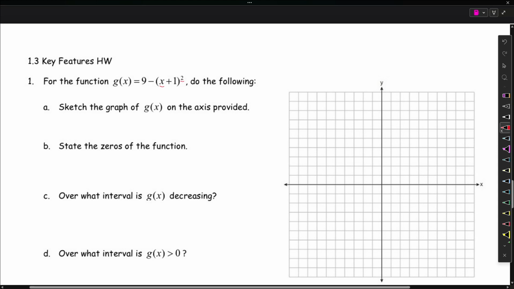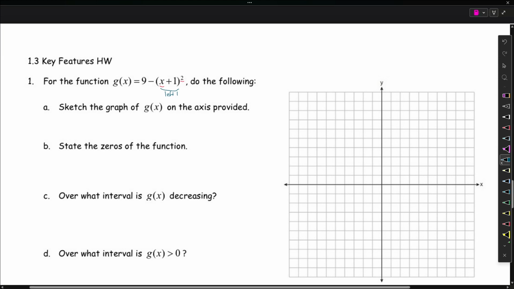So the first thing we're going to do is this plus 1. And if you remember, plus 1 next to the x is always flipped. So it's not to the right one, it's to the left one. So this is a translation of the function to the left one, right? So here we have this parent function, g of x equals (x plus 1) squared. Look at that. I shifted to the left one.